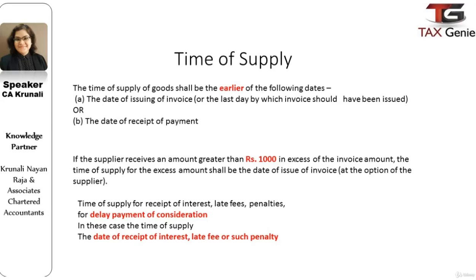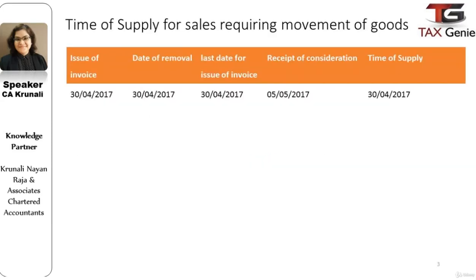Now, let us understand the time of supply we discussed earlier with the help of an example. An invoice was issued on 30th of April 2017 and the last date of issue of invoice was also the 30th of April 2017. The receipt of consideration was 5th of May 2017. Therefore, time of supply in this case would be the date of issue of invoice, which is 30th of April 2017.